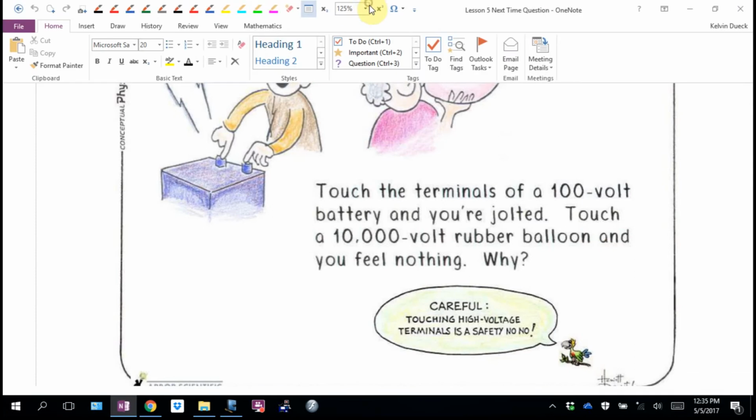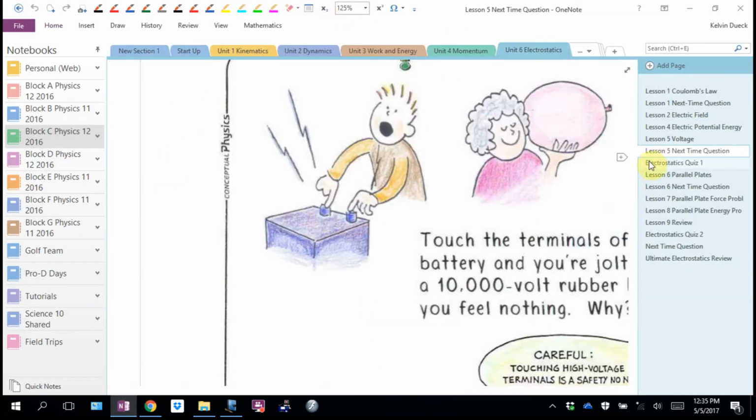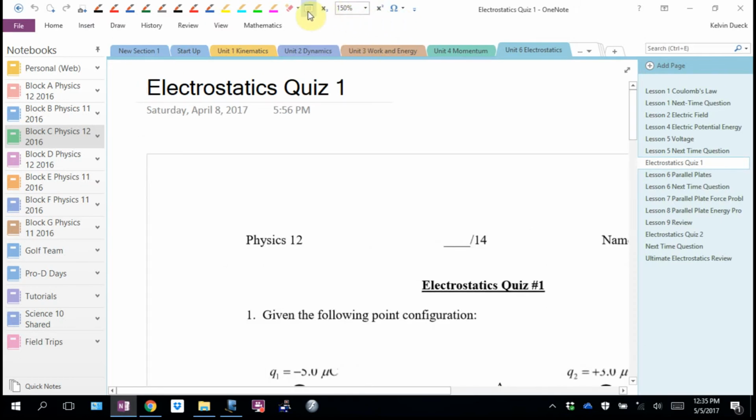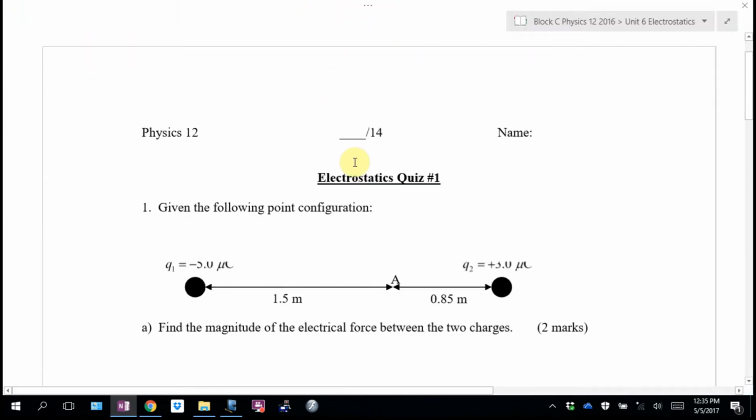I just gave you all a take-home quiz. There's a glitch or a typo in the quiz in number 1. For some reason, when I hit print, the numbers didn't print properly. On my original, this is clearly a 5.0, and this is clearly a 3.0. So that is negative 5.0 microcoulombs, and that is positive 3.0 microcoulombs. Can you fix that on your quiz, please?